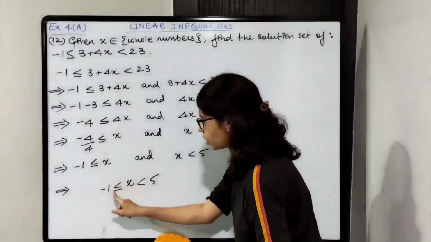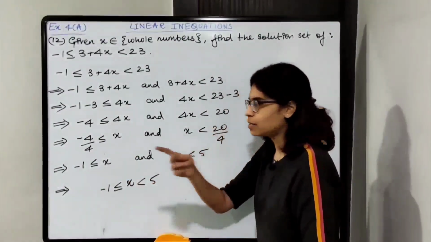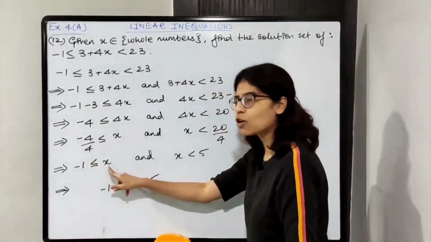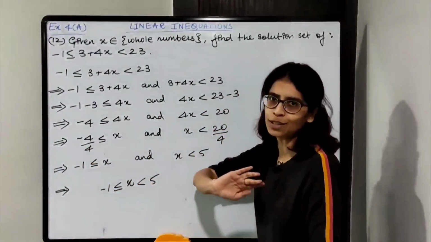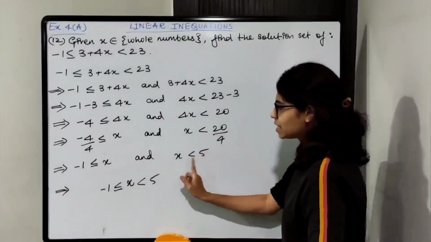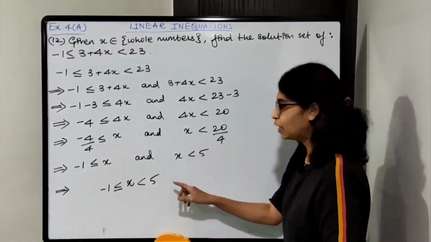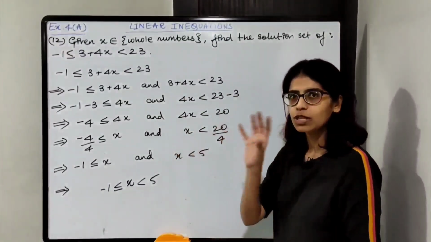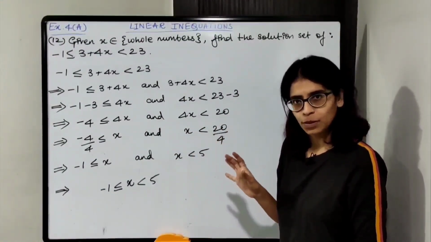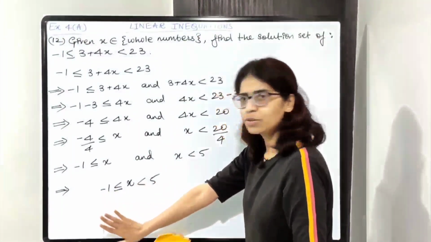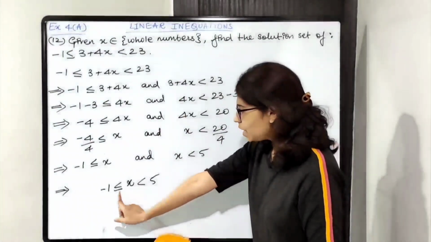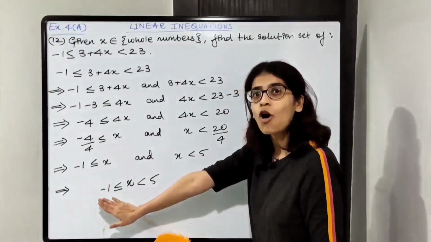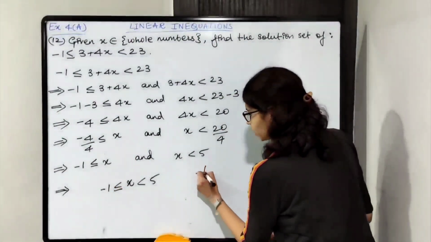X is greater than or equal to minus 1. I can read it two ways. Minus 1 is less than or equal to x or x is greater than or equal to minus 1. And over here x is less than 5. So दोनों को combine कर लिया. We got the range for x. उसका range क्या होगा? Okay. Minimum value क्या हो सकता है? It can be equal to minus 1 or greater than that. So minimum value is minus 1.